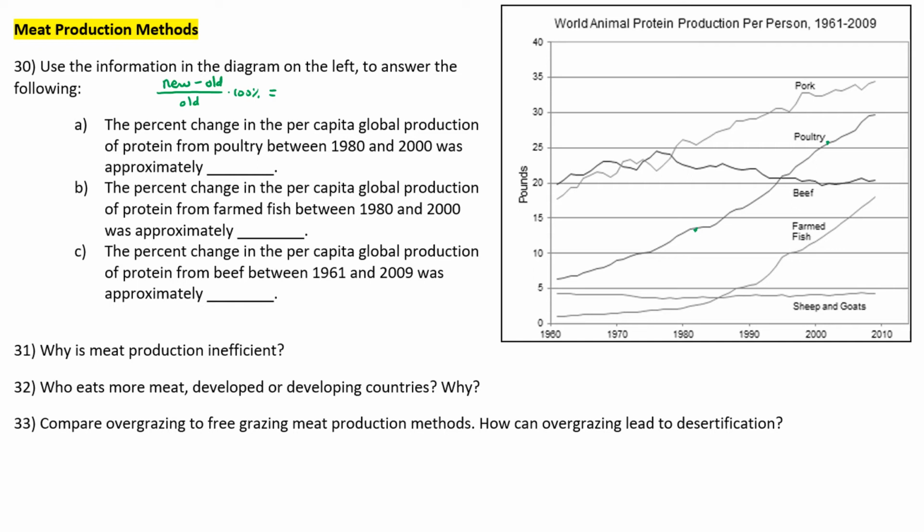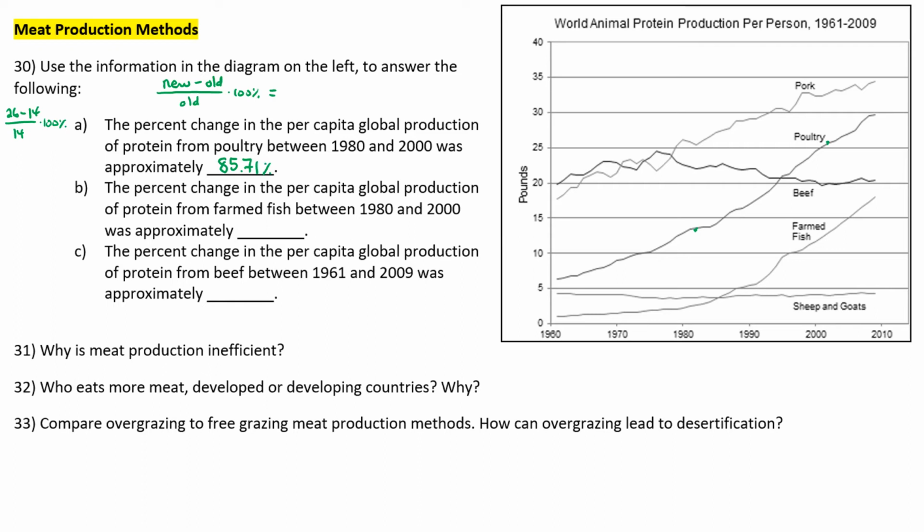So again, it is new minus old divided by old times 100% to get our percent change. So I'm going to show my work over on the side here. 26 minus the original number, which looks to be maybe 14, so 14 divided by 14 times 100%. And when I do that, y'all, we get around 85.71%.